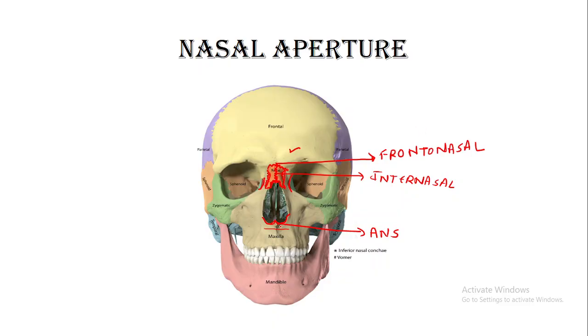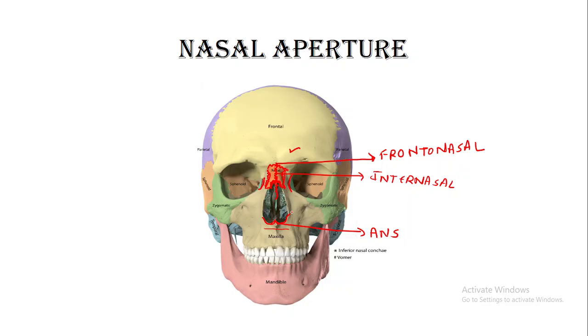And inferiorly here, the nasal bones articulate with the upper nasal cartilage. Here is a cartilage which is the upper nasal cartilage. So the nasal bones are attached with the upper nasal cartilage.